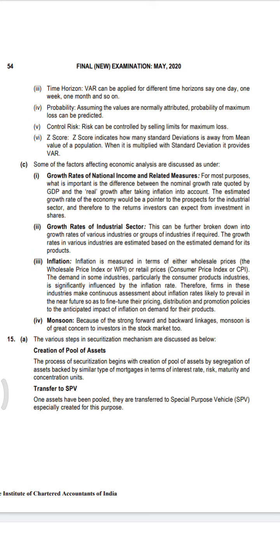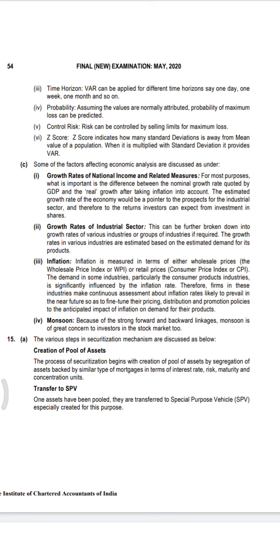Explain the factors affecting economic analysis. Monsoon, inflation, growth rate of industrial sector, growth rate of national income and related measures can affect economic analysis.